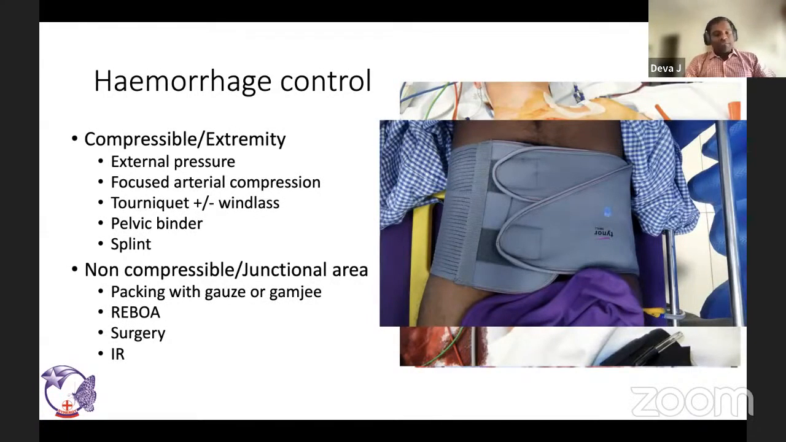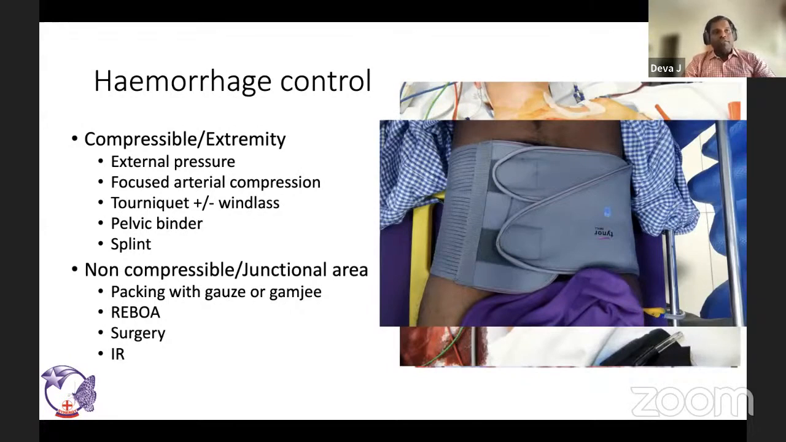And final thing is you can splint. We have all seen this. I'm not going to put a picture. So Thomas splint or extremity splint. By splinting the bones, you reduce the volume into which the patient can bleed. So this is the extremity area, compressible area.